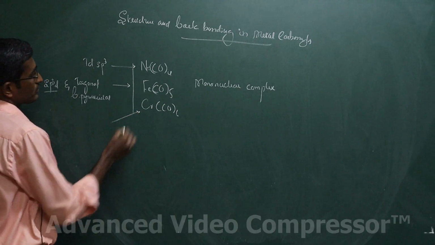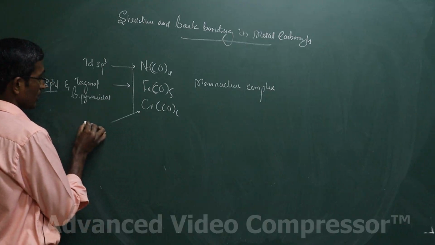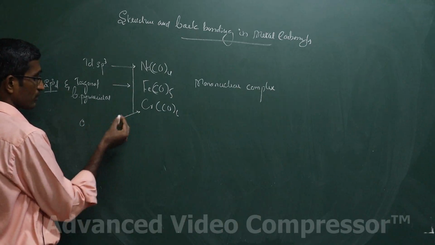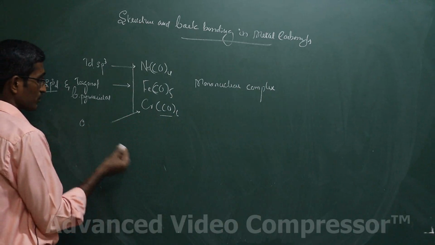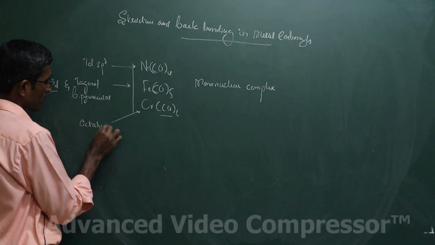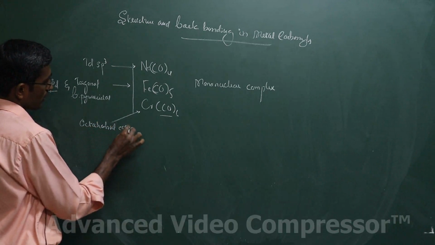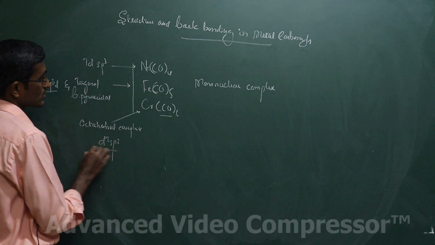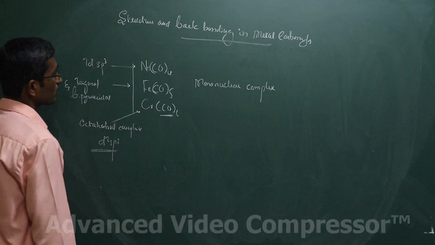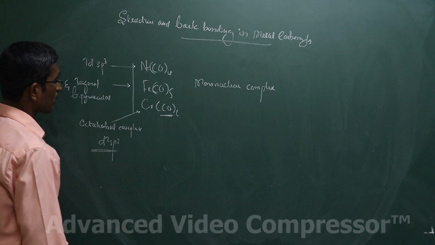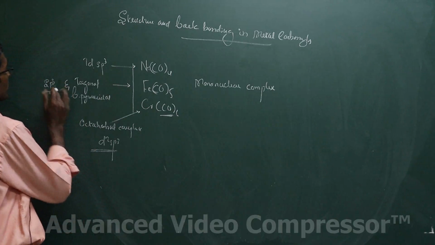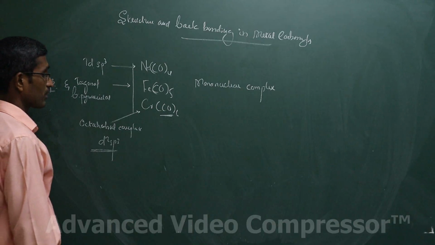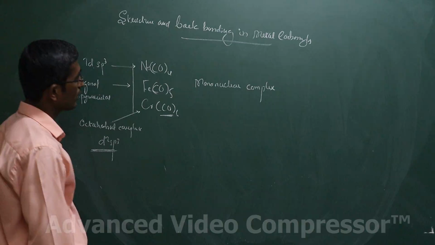And if it is octahedral, it will obviously be an octahedral complex. If there are 6 ligands, as in Cr(CO)6, it will be an octahedral complex, and the hybridization is d2sp3, because the carbonyl ligand is a very strong ligand. Here also it is dsp3 for the trigonal bipyramidal structure. Inner d orbitals will be involved in the hybridization.